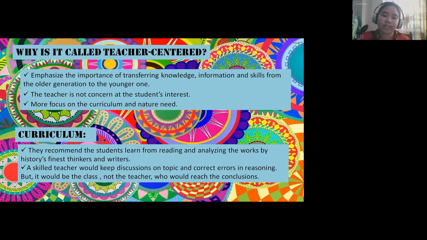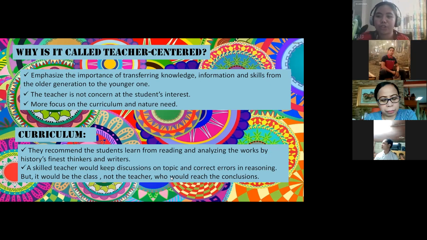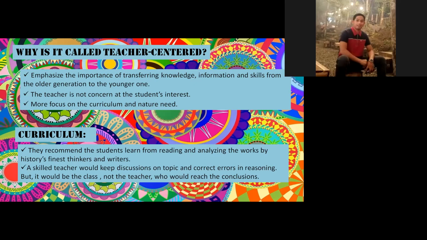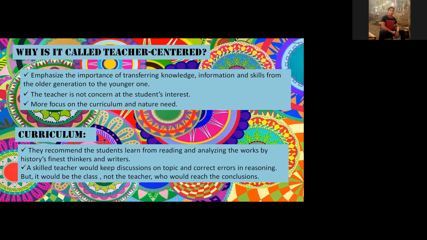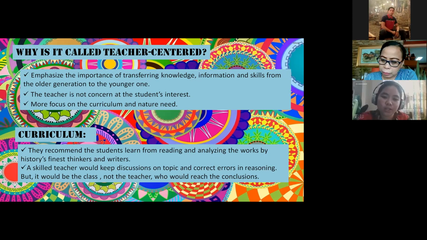be the class, not the teacher, who would reach the conclusion. So we have also encountered this one when you could think of those teachers that have corrections, but they did not tell you the answer, but he let you think critically. How does this happen, or what does the answer of that questions?